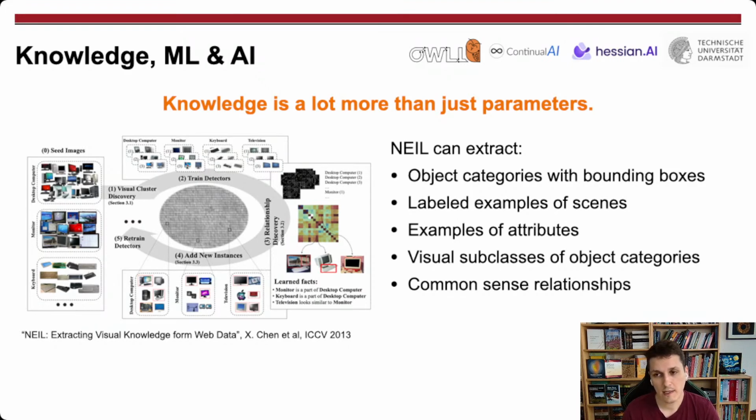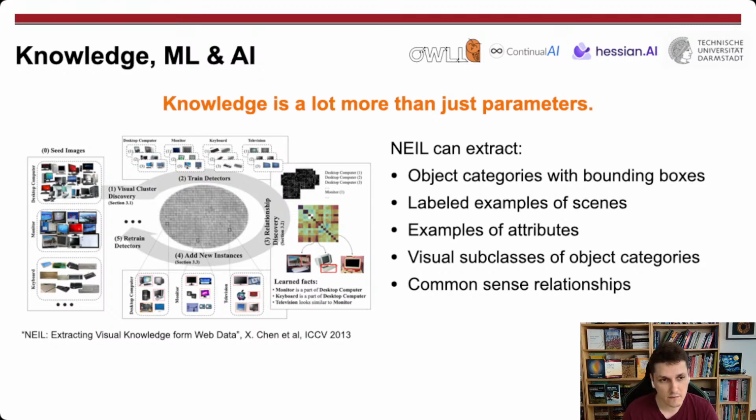Why am I saying this? I'm saying this because if you take a look at what NEAL, the never-ending image learner, extracts, let's start with that first, it's 5 things. It's object categories with bounding boxes, because it's a visual learner. It's labeled examples of scenes. It's examples of attributes. It's visual subclasses of object categories. And it's common sense relationships. So we can already see here that it's way more than just parameters.